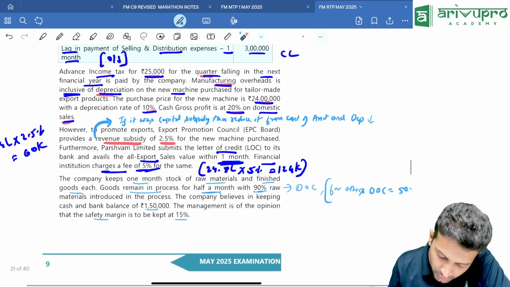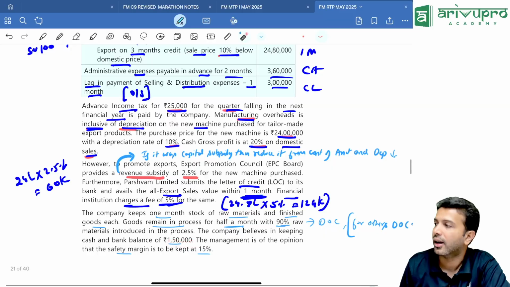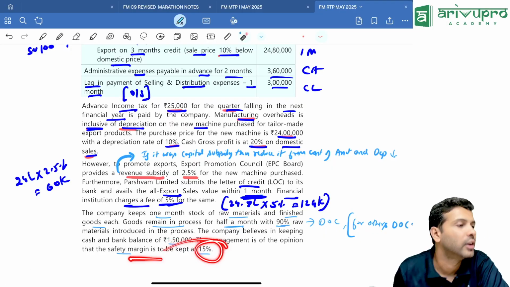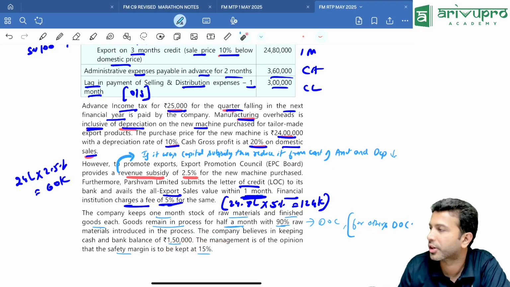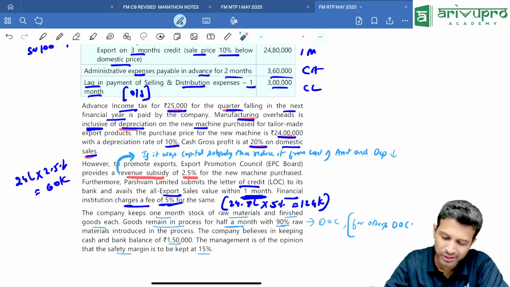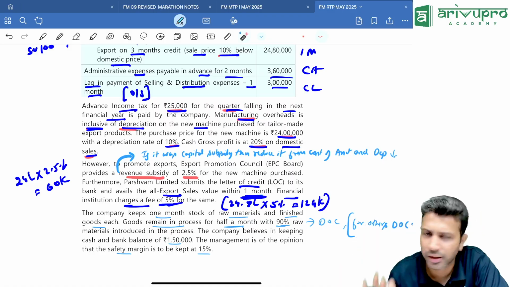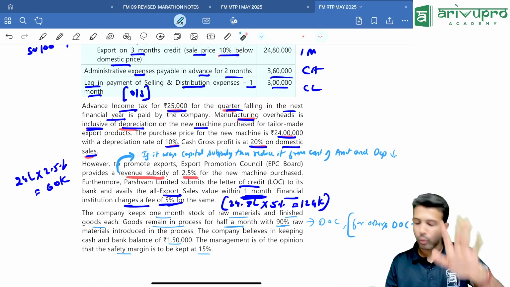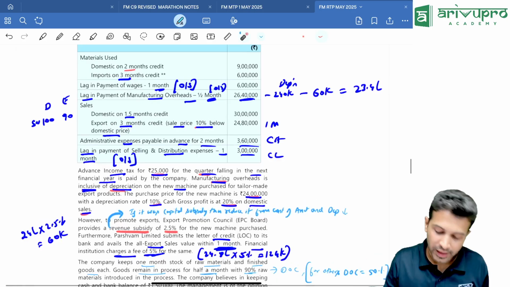We'll see. Company believes in keeping a cash balance of 150. There is a safety margin of 50%. Good question. Okay, sir. 1 or 2 new adjustments. Otherwise, ditto question as per our class notes. We will see one by one what to take care of. First, we will calculate this.